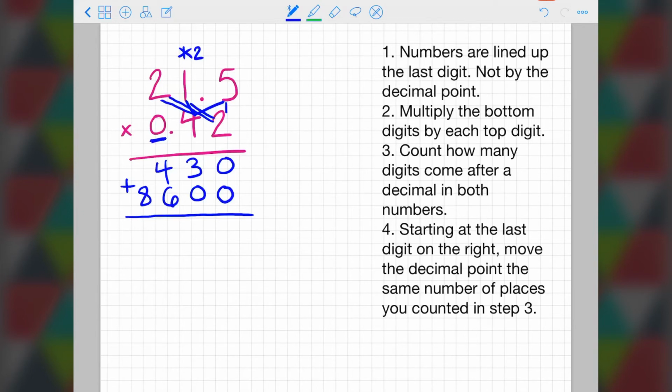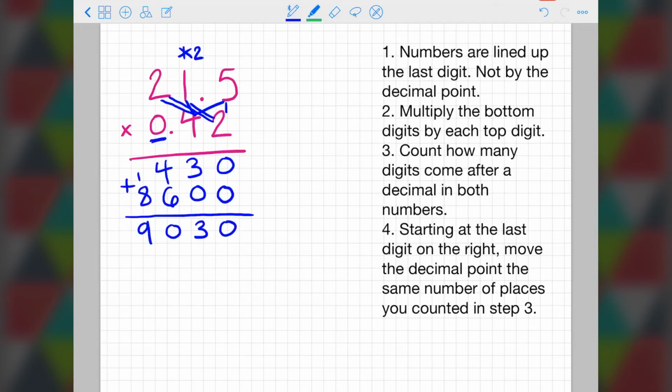So adding the numbers up, we have 0 plus 0 is 0. 3 plus 0 is 3. 4 plus 6 is 10. Carry the 1. And then 1 plus 8 is 9.